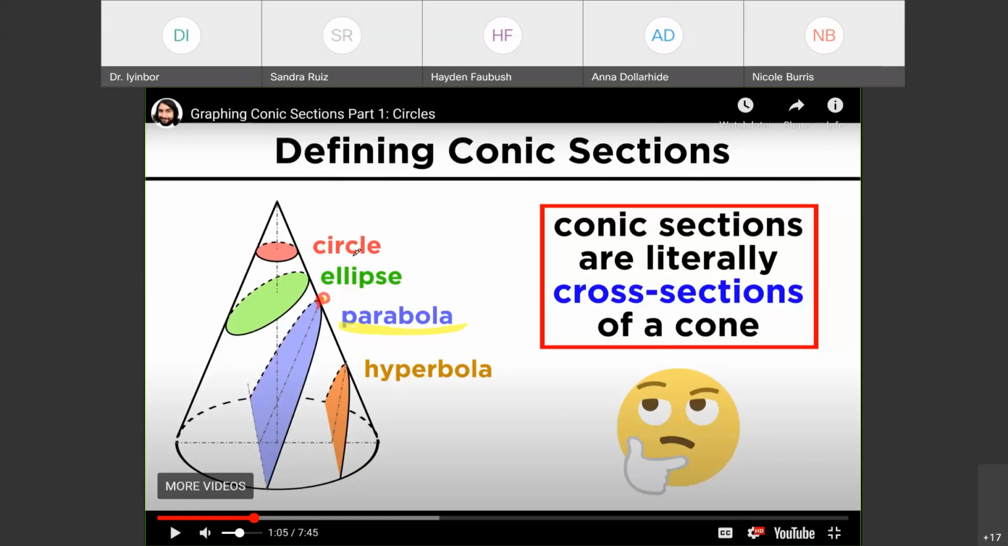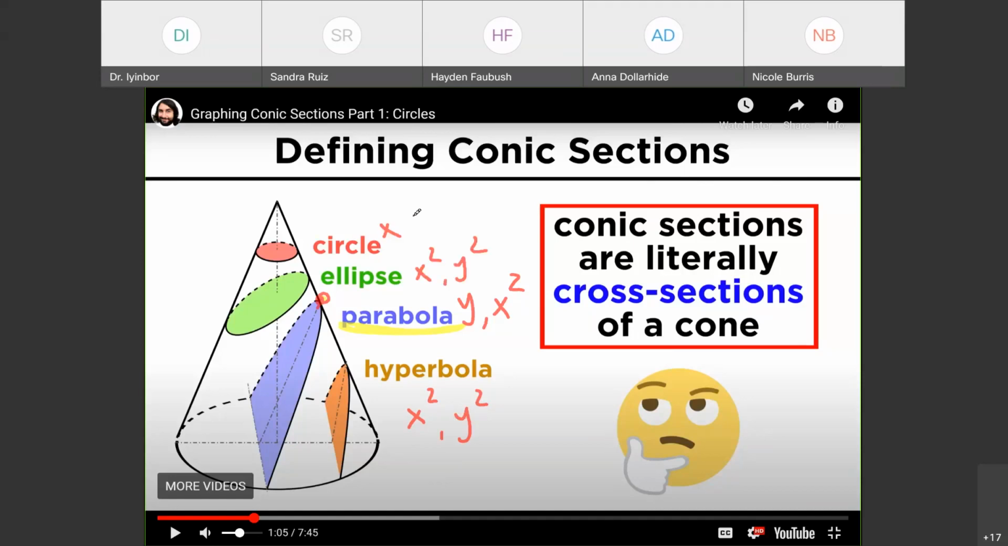Now, the equations of circle, ellipse, and hyperbola, they're also quadratics. So they have x squared and y squared in them, okay? So the parabola has y and x squared. Hyperbola, circle, and ellipse, they have x squared and y squared. Both of those are quadratic. So ellipse has x squared and y squared also. And circle has x squared and y squared.